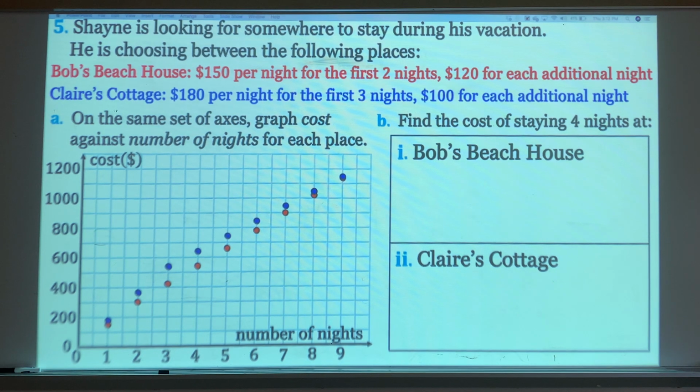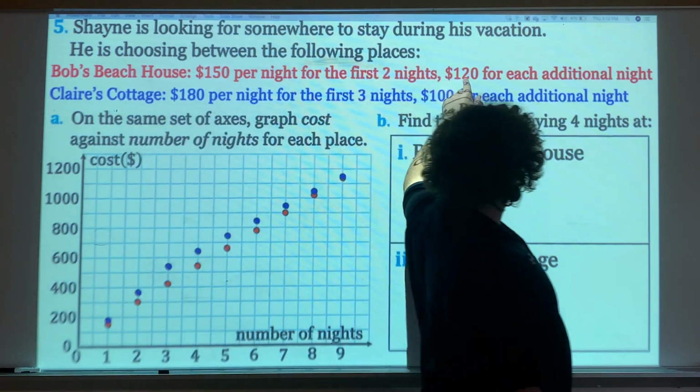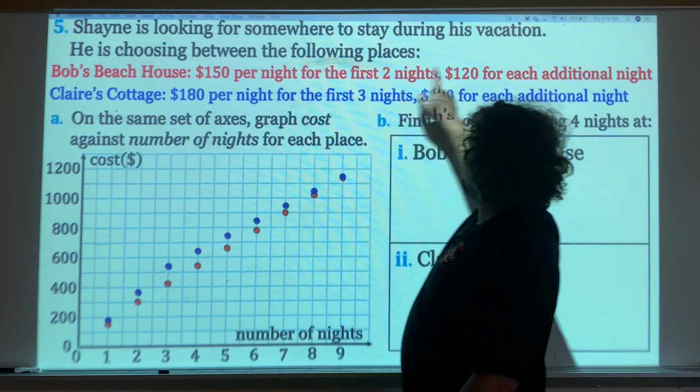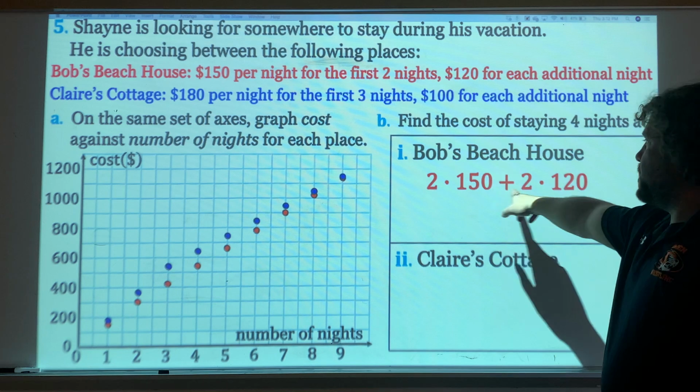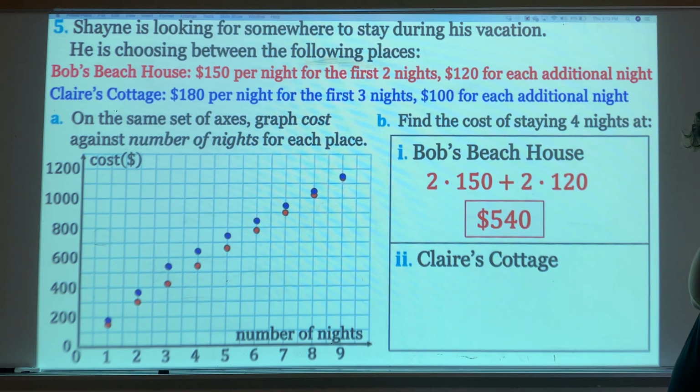That's pretty interesting. So how much would it cost to stay 4 nights at Bob's Beach House? Bob's Beach House is, first 2 nights, 2 times 150, plus 2 times 120. First 2 nights, second 2 nights. 300 plus 240 equals $540.